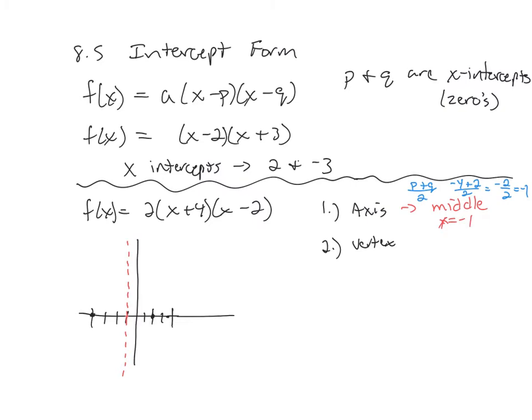Okay, and then the vertex is the same. We're just going to plug it in. So instead of x, I'm going to put -1. So -1 plus 4 is +3. -1 and -2 is -3. And sometimes with these problems, we get really big numbers. So we get 6 times -3, so we get -18.